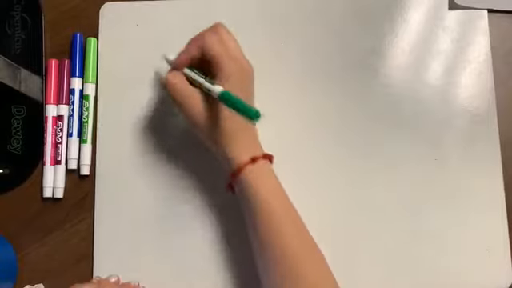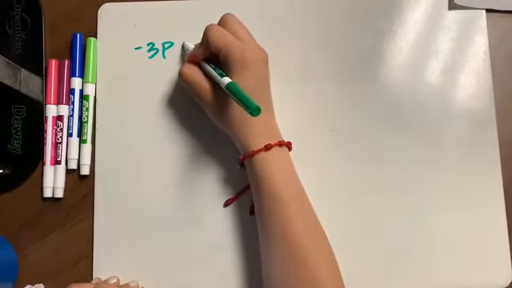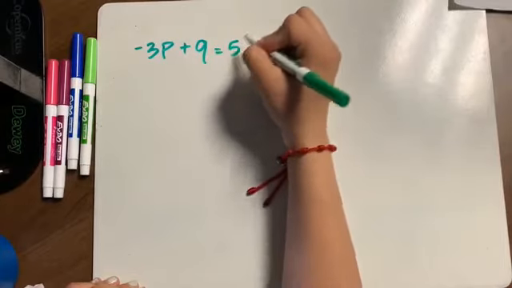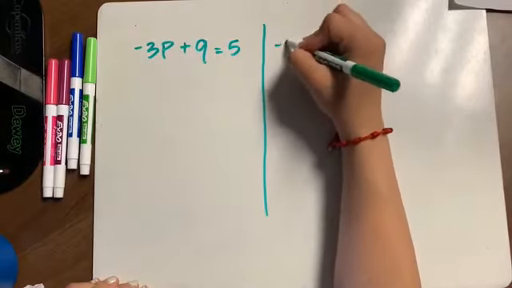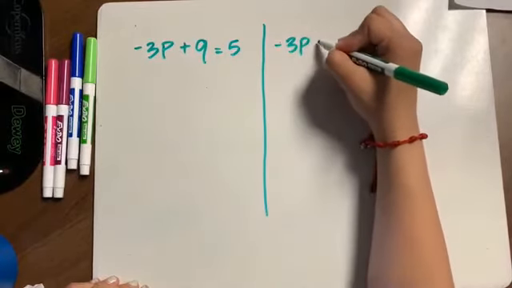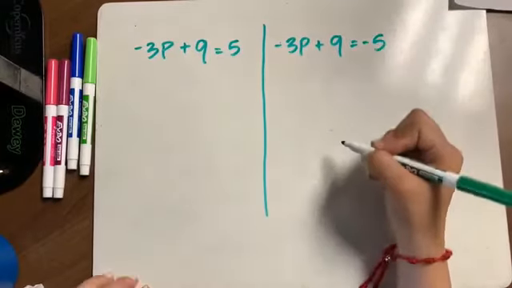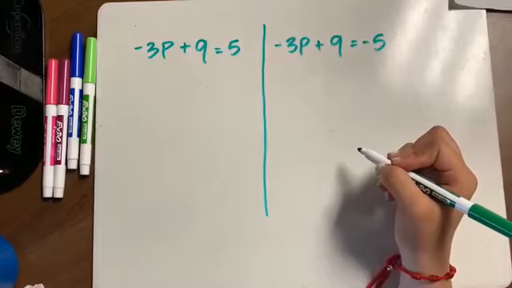Now that we have the absolute value by itself, you can start to solve the two equations. You have two equations because absolute value problems can have two answers. For example, absolute value of 9 and the absolute value of negative 9 are both equal to 9. So you start with negative 3p plus 9 equals 5 on the left side and negative 3p plus 9 equals negative 5 on the right side.